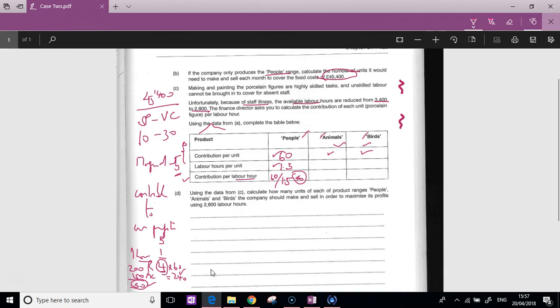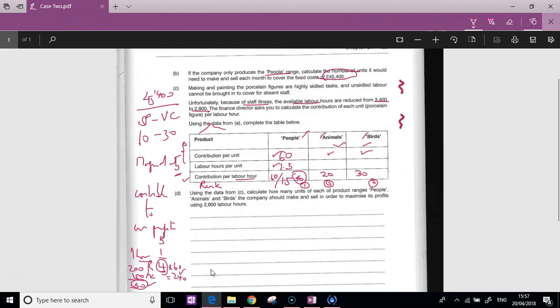Based on this, what I want you to do is go here and rank them. When I say rank them, choose the one that gives you the highest contribution per labor hour. So for example, if people was 20 and this was 30, you would make birds first. That's your ranking 1. You would make people second, and then you'd make animals thirdly.